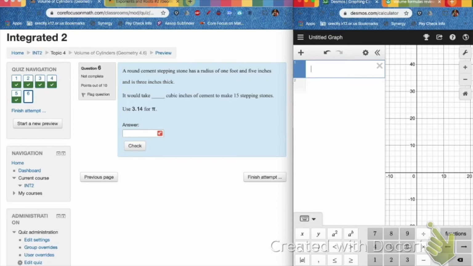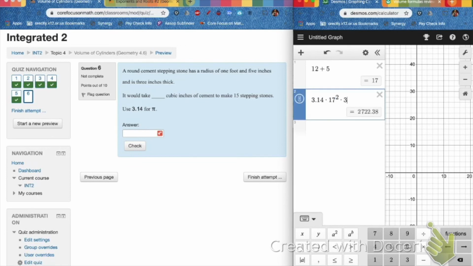Meaning, if I have a stepping stone that's 1 foot and 5 inches, that's 12 plus the 5 inches. I have a total of 17 for my radius. 3 inches thick, that is the height. Okay, so now I need to fill that in. I've got my 3.14. Times my radius, which I've found separately above, is 17. I'm still going to square that, as always. Times the height, which is how thick our stepping stone is. And then I need to make 15 of them, so I multiply it times 15.